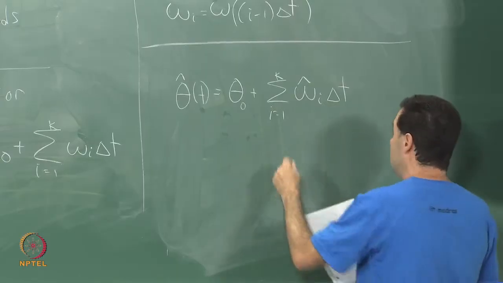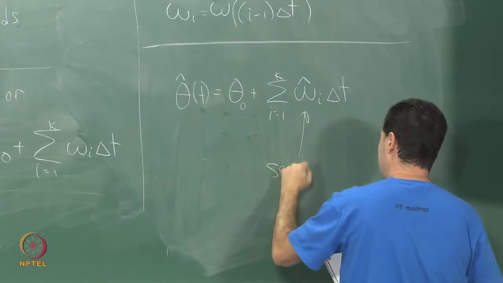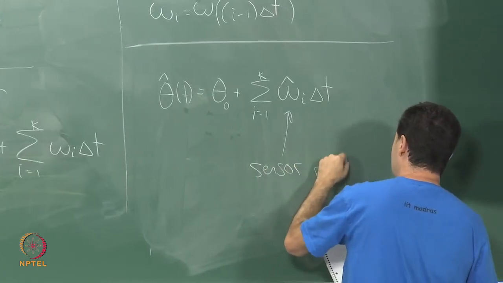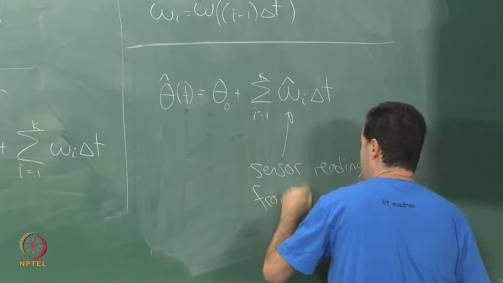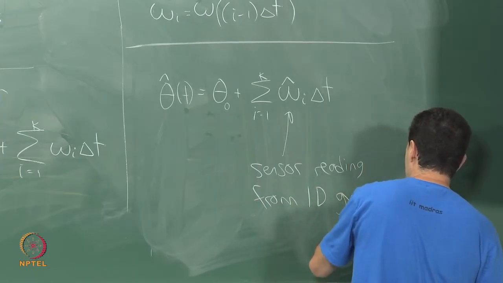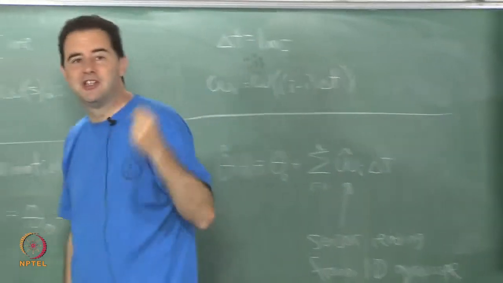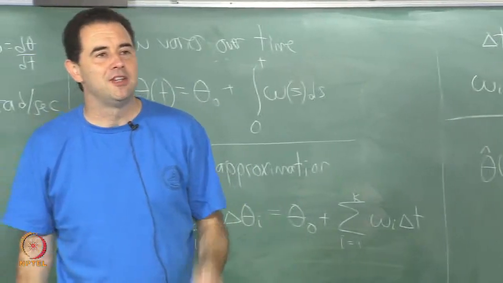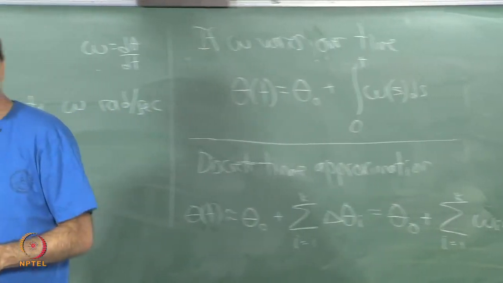Delta t, where this is the sensor reading from a one-dimensional gyroscope. Right, so a gyroscope that's just going to report a scalar quantity that is the yaw in radians per second. Questions about that? So this should make sense, right?